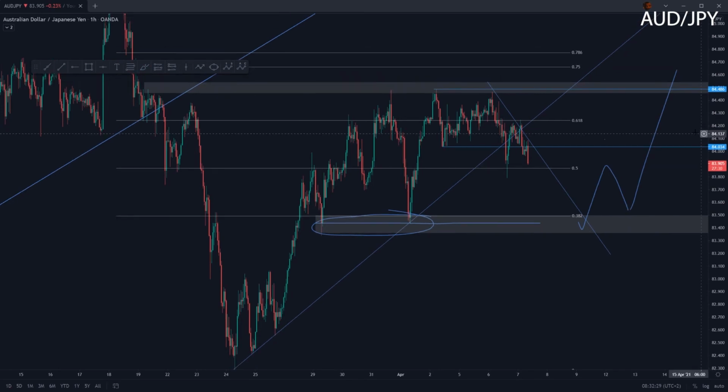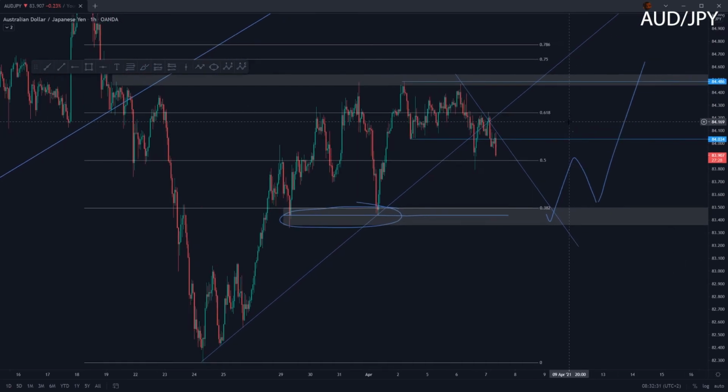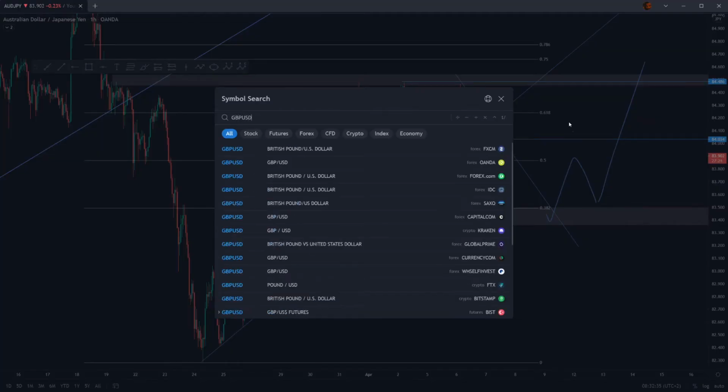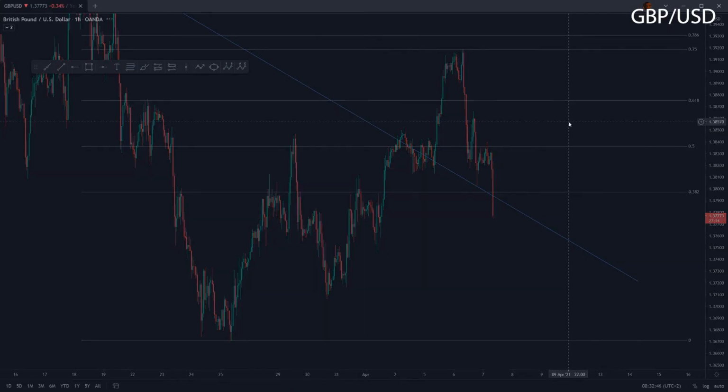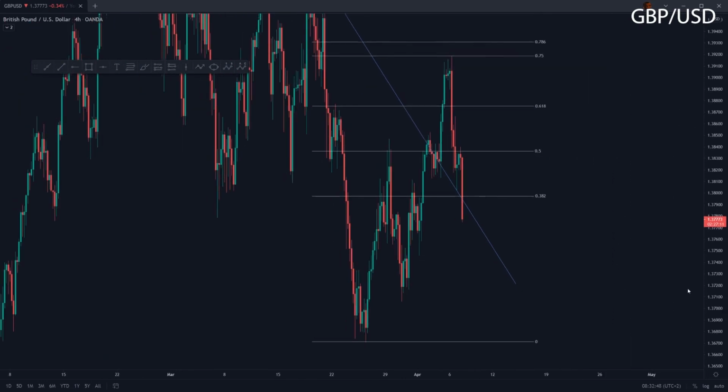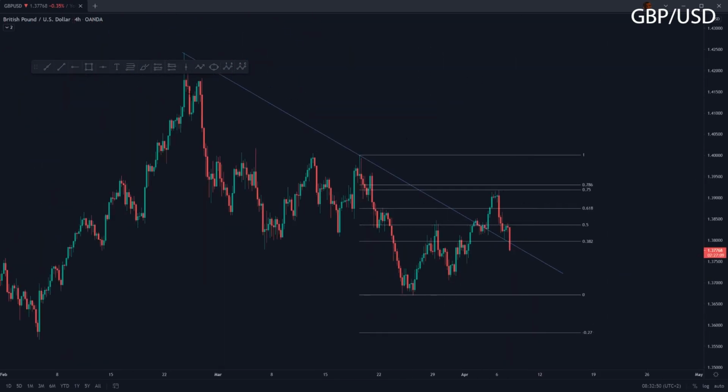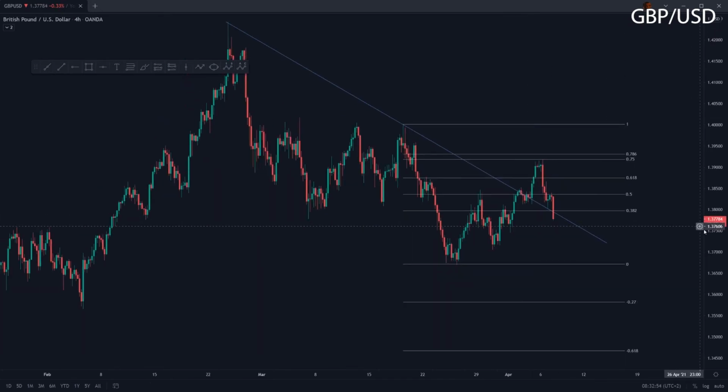Mainly due to the fact that the higher time frame is still bearish. So yeah, with Aussie yen discussed, let's head over to pound dollar. And pound dollar is very interesting because we had this beautiful head and shoulders over here, as we can see, with our left shoulder, our head, and our right shoulder, and we're currently impulsing towards the downside.